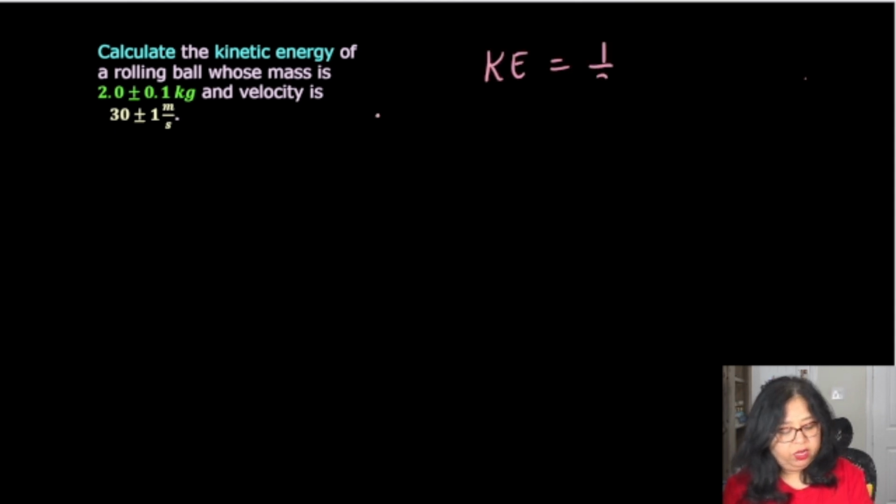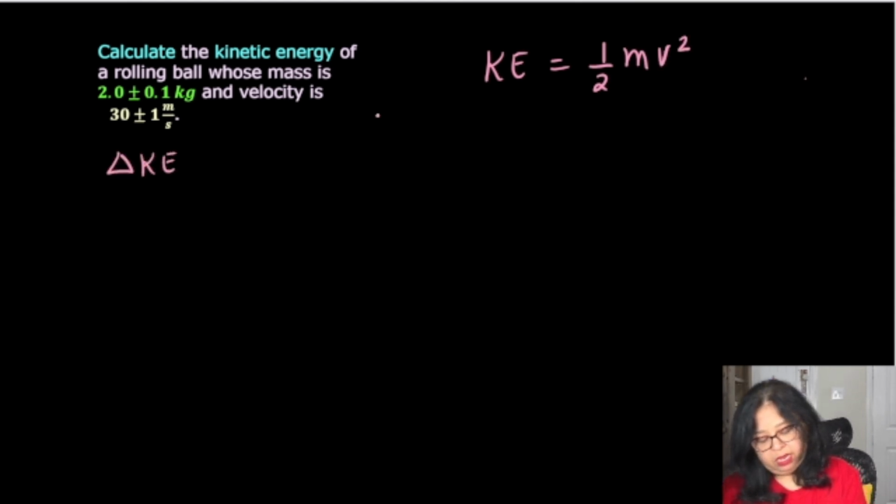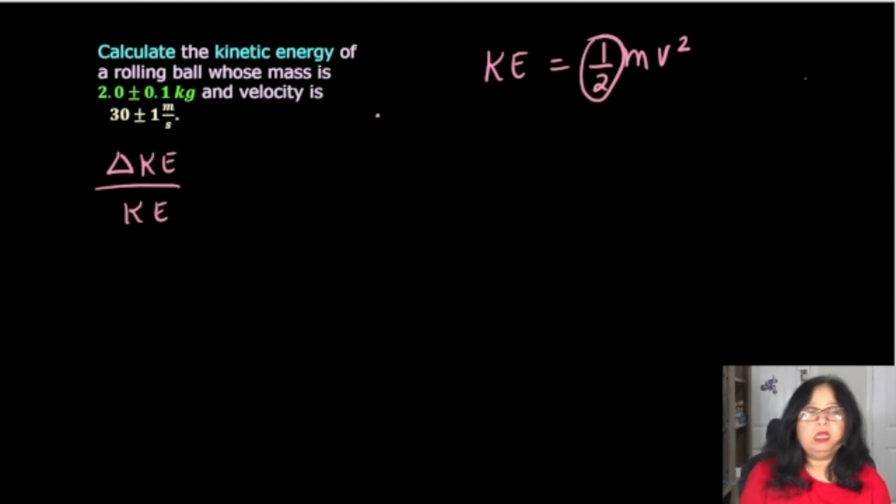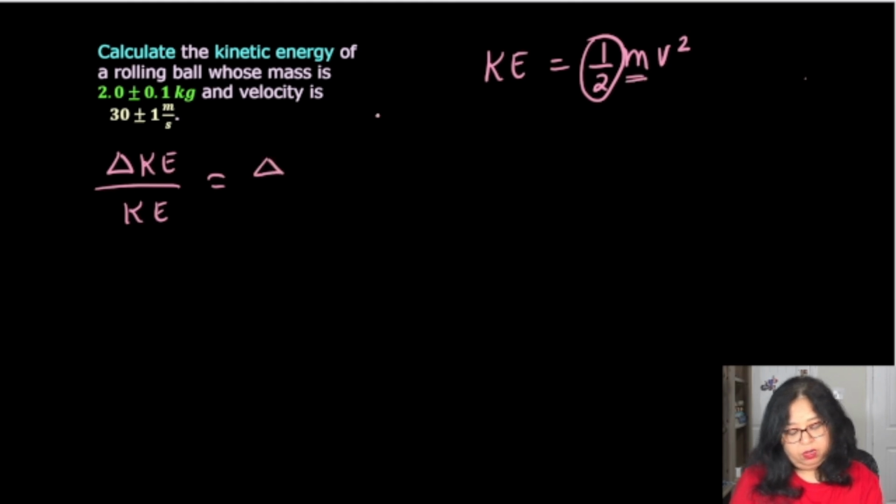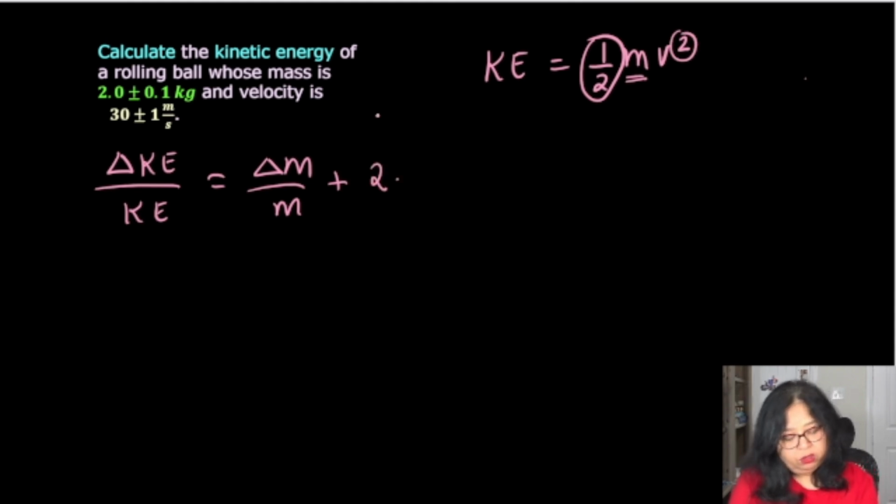Let's now solve this problem using the formula that we have learned. We know that kinetic energy equals 1/2 mv squared. So we do delta KE over KE. This 1/2 is just a constant. There is no uncertainty in the constant. We know it for sure. It's 1/2, so this doesn't matter. But this m does matter. Delta m divided by m plus 2 comes out and becomes a coefficient of the fractional uncertainty of v.